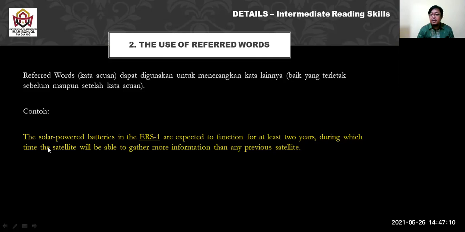the, karena ada kata the, dan untuk definite noun, maka dia mengarah ke ERS-1, the solar powered batteries. Berarti bukan solar powered batteries jawabannya, karena batteries ini ada di dalam ERS-1. Justru ini adalah satelit.